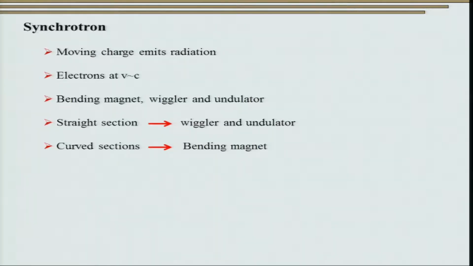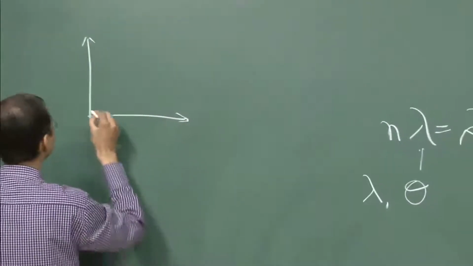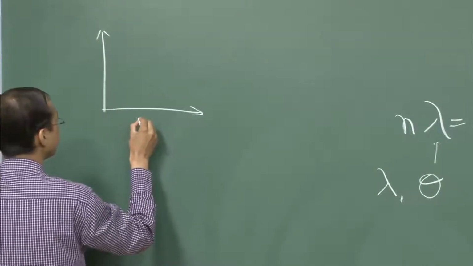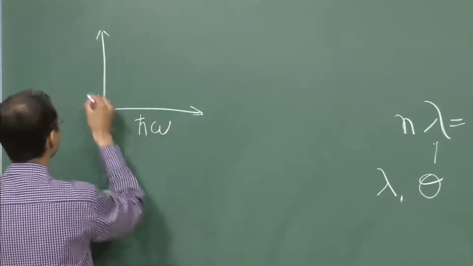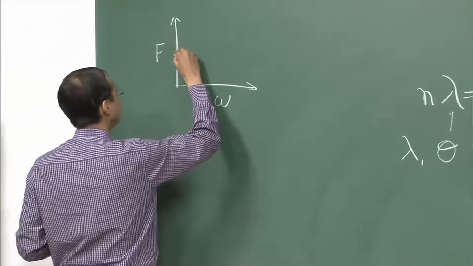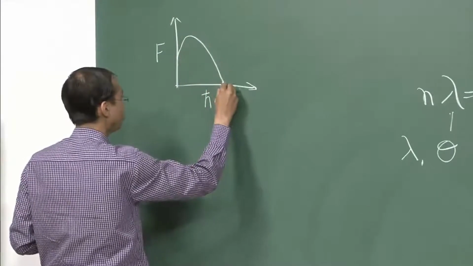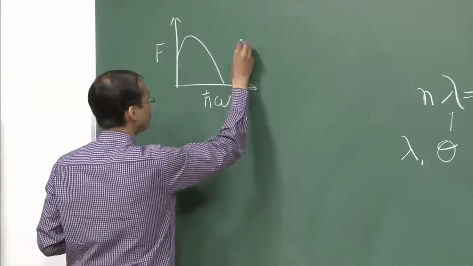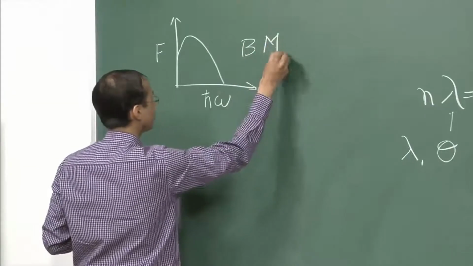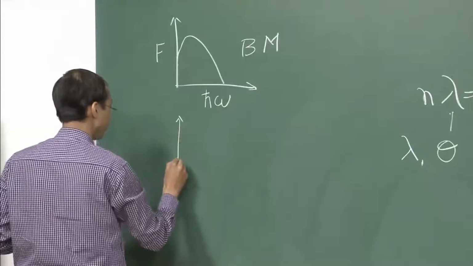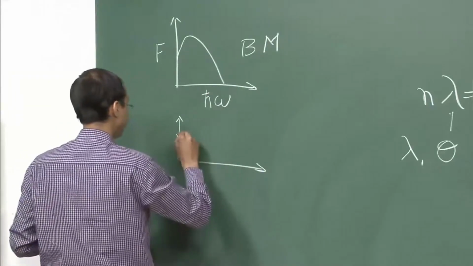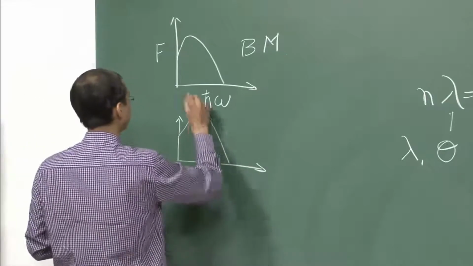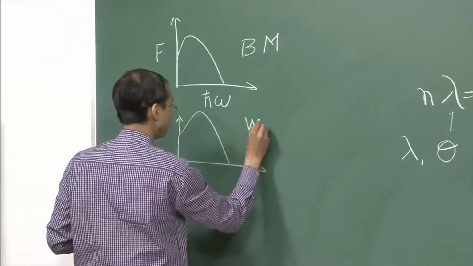So, if you look at the bending magnet, and plot, let us say, h omega versus the fraction, this is how we get the distribution of energy. This is what is known as a bending magnet. When we go to a wiggler, with the axes the same, we get something like this. This is just slightly shifted. So, this is my wiggler.